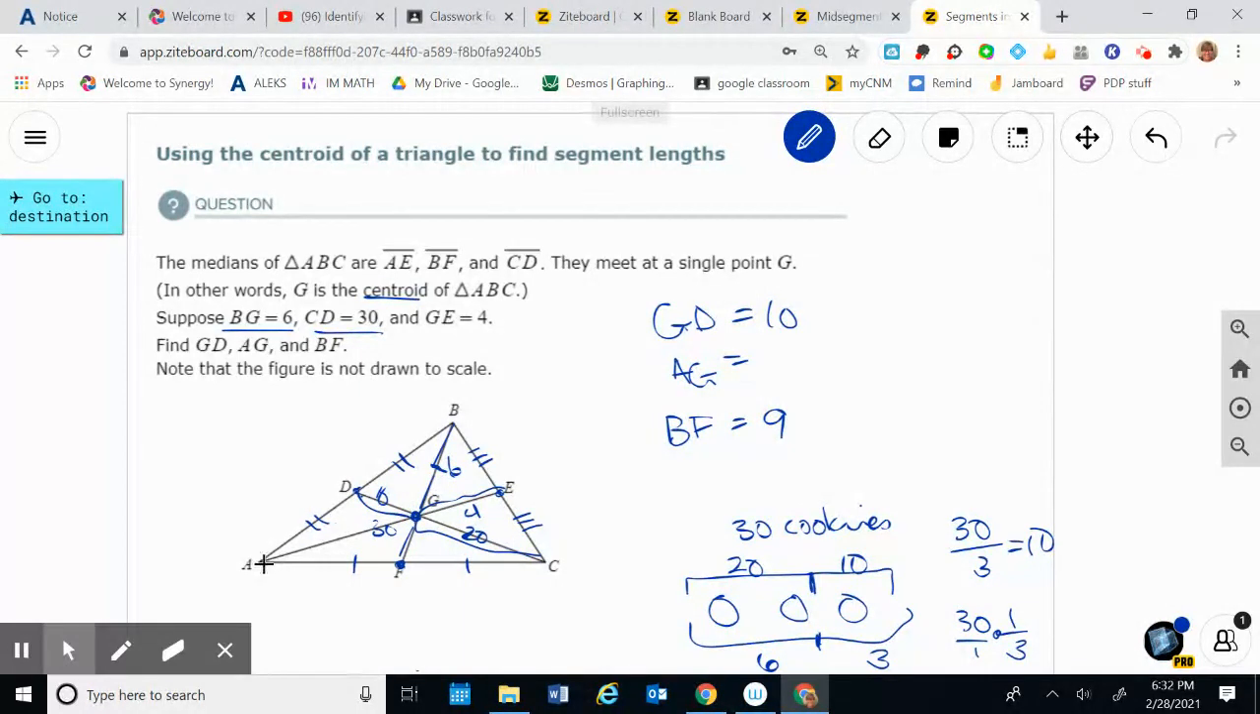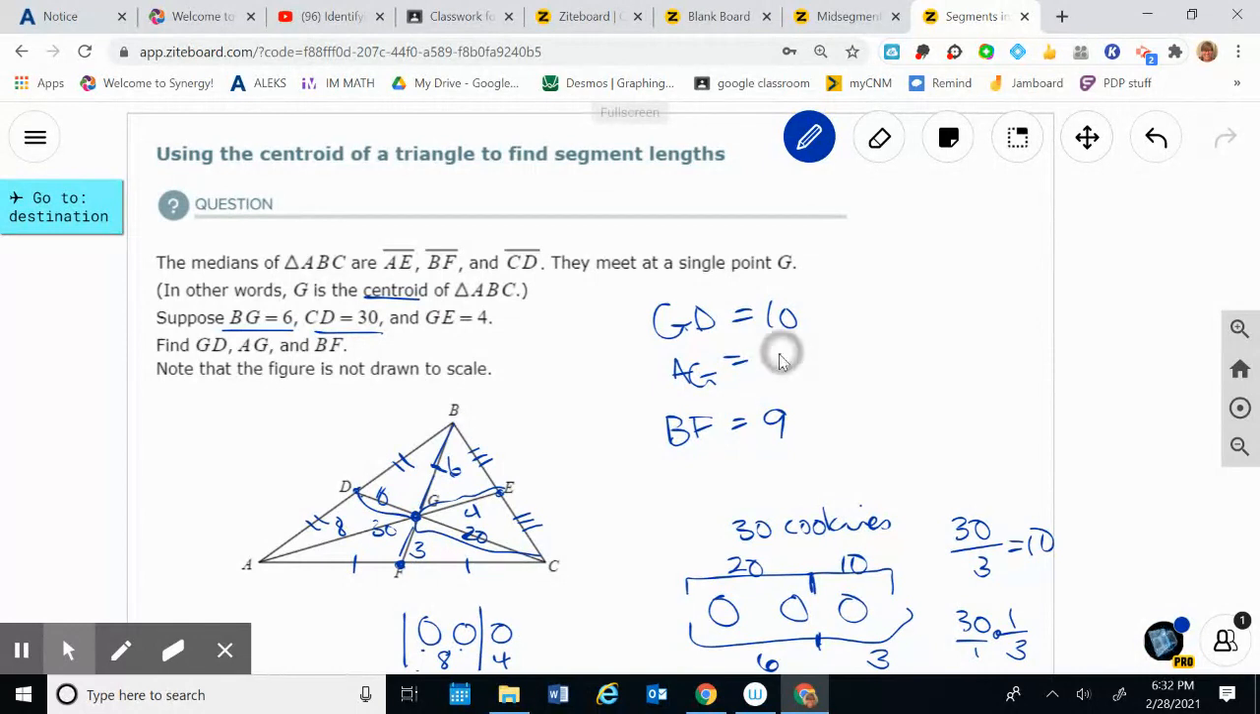AG, now they want this piece. All we know there is that GE is 4. So now they're giving you the individual 4, and they're asking you to find that. Well, if everybody gets 4, then they get 4 and they get 4. So this is 8. So this piece is 8. That's how you do it mathematically. Just cut it into 3. You figure out what the 1/3 is, and then the other part is twice that. So if this is 4, that's 8. If this is 3, this is 6. If that's 10, that's 20.